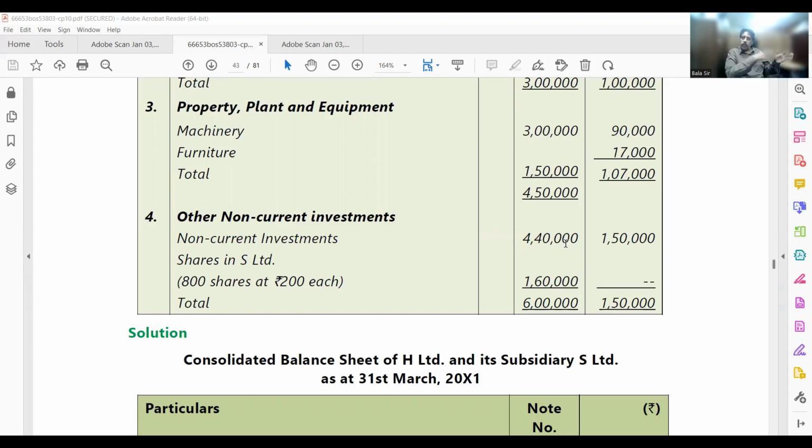Yes, sir. And the rest of the items are okay. The rest of the assets and liabilities are fine. Now that's it. And you have been asked to make a consolidated balance sheet as at 31st March 20X1. So we have to sincerely follow those steps. Is that fine? Luckily, we don't have any intercompany owings. Now let's go ahead with step number 1.